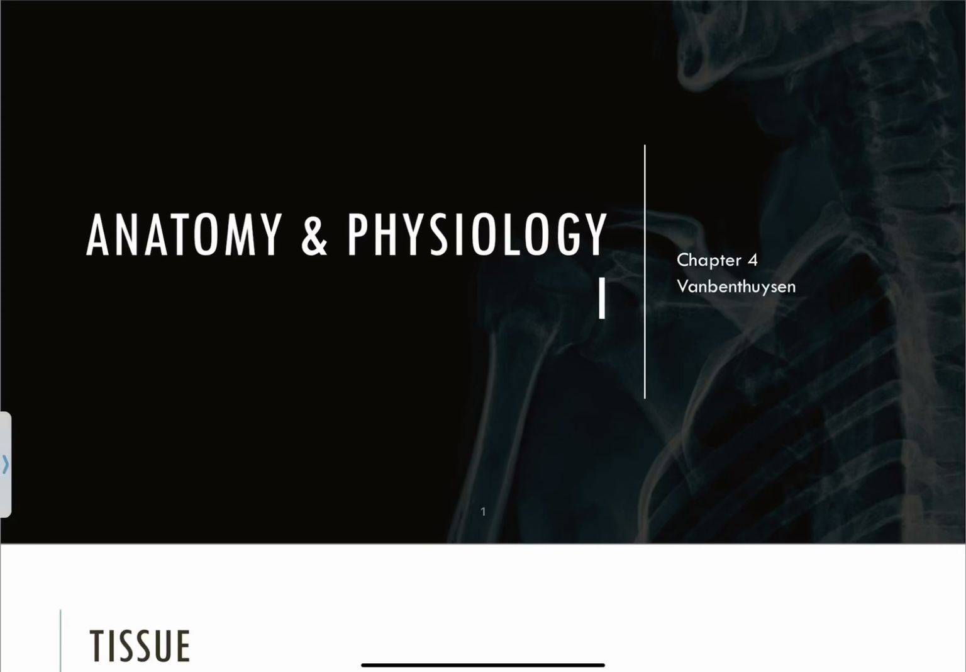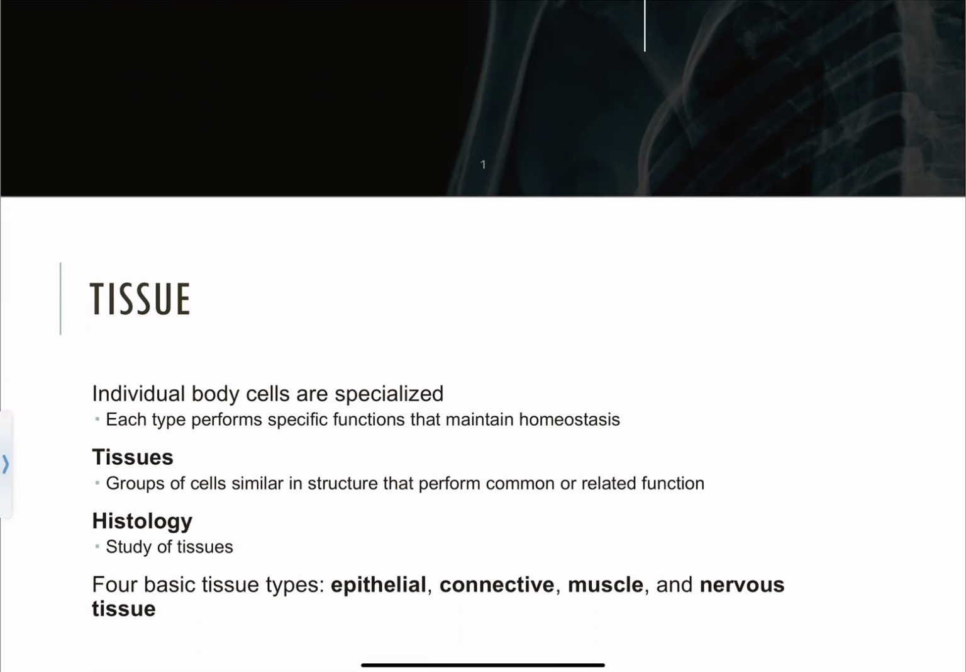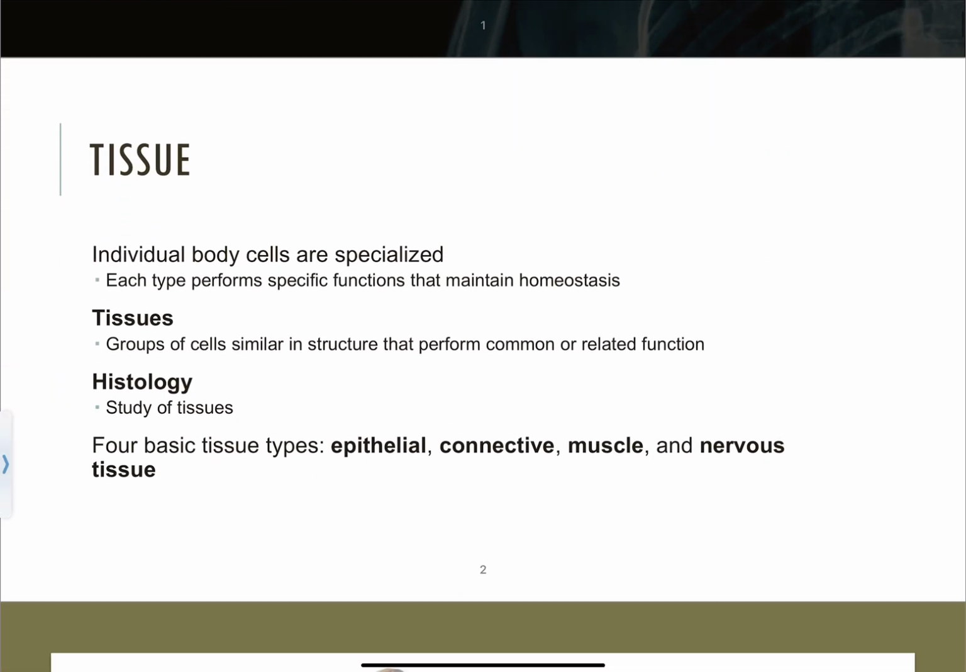Okay, so this is the first lecture for chapter 4, where we're going to talk about tissues. Just as a reminder, we talked about this in the first chapter, but tissues are groups of cells that are similar in structure and that perform a common or related function. So individual body cells are specialized.